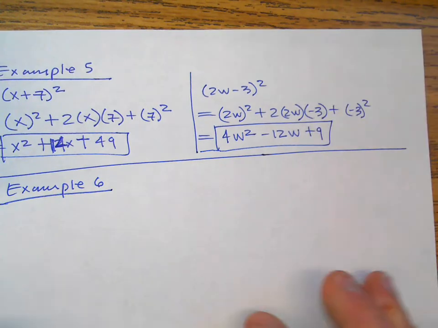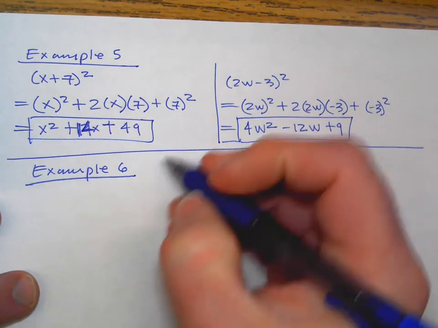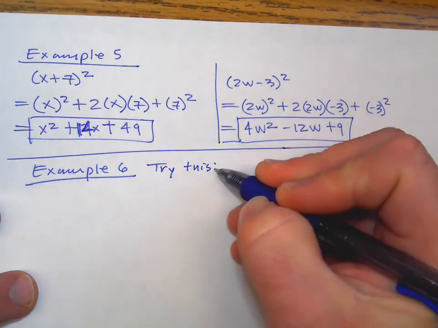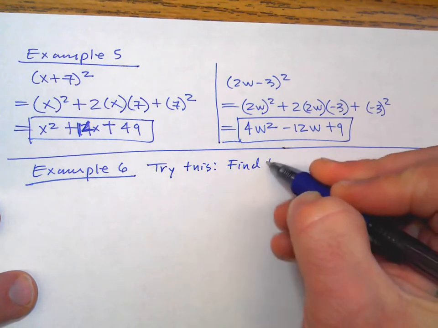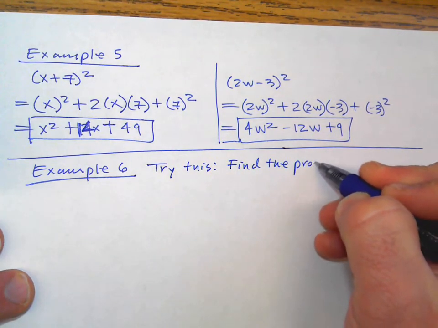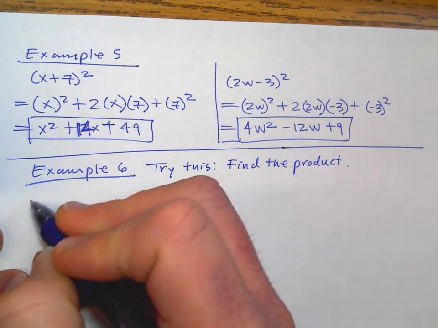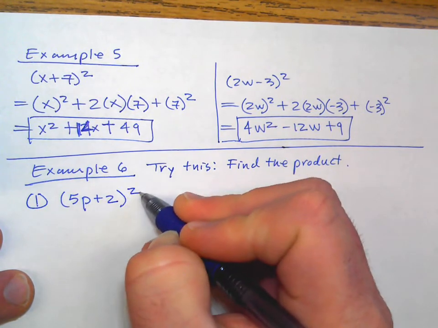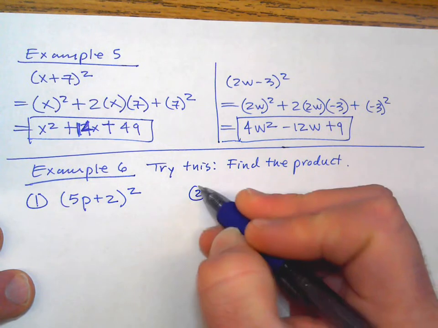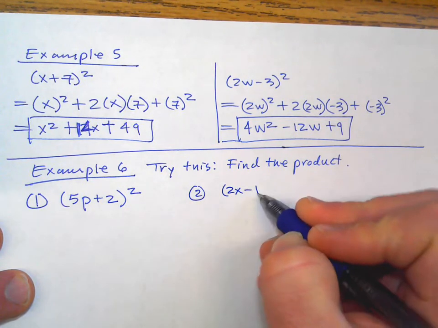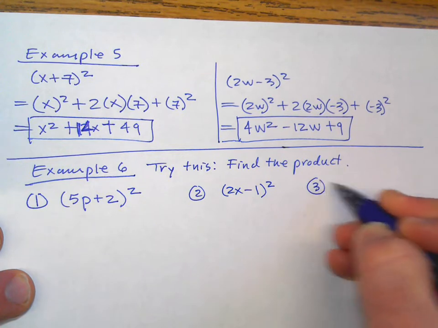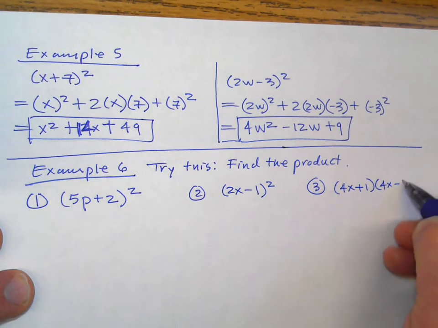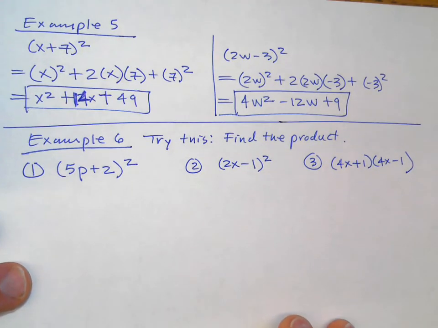All right. Let's try. Okay, so this one right here, the directions are going to be like this. So we're going to try these. All right, you can pause the video. The directions are find the product. You probably don't even need to say that. They're going to give you something that is a product. So 5p plus 2 squared. And then we're going to do 2x minus 1 squared. And then we're going to do 4x plus 1, 4x minus 1. So pause the video and try these. See how you do.